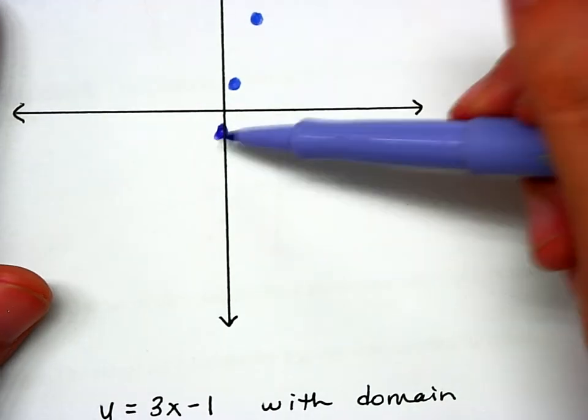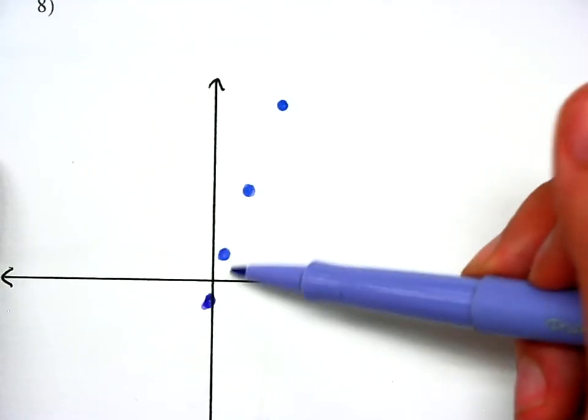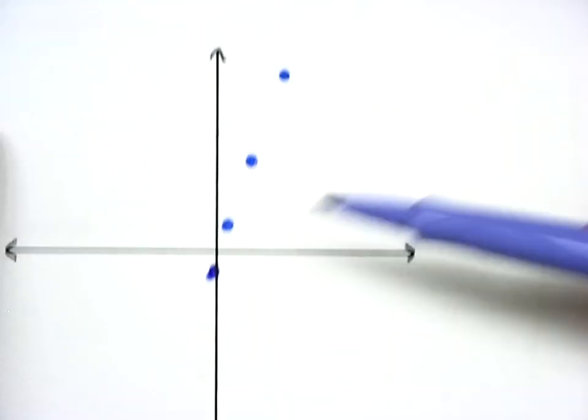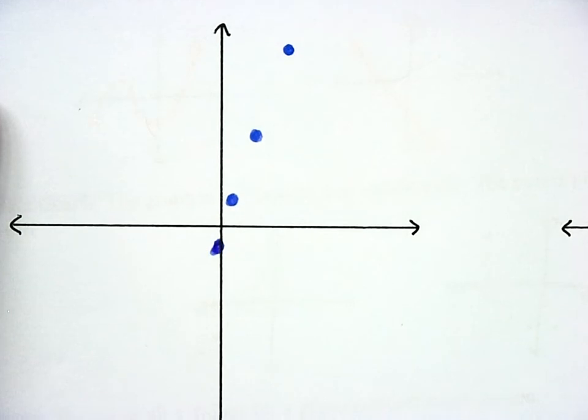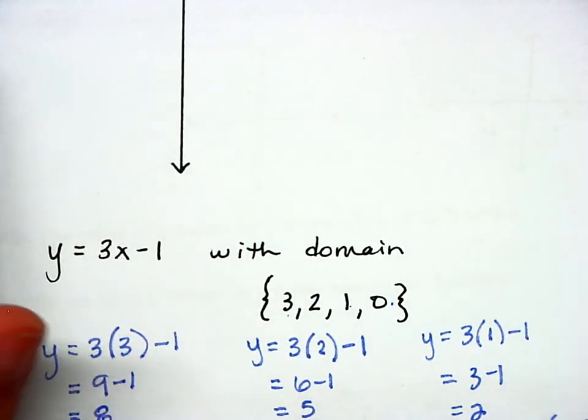Okay, so you'll notice they're a little off, but you can see this is linear, but we do not connect the points. We only graph those 4 points we got, and that is it. So that was a limited domain. Okay, let's try it one more time.